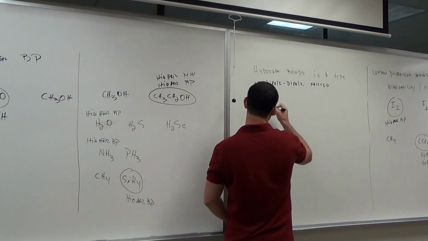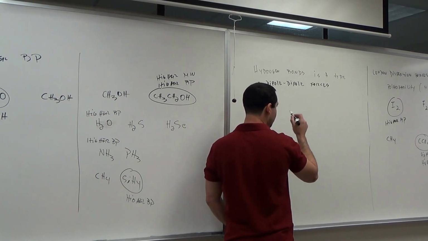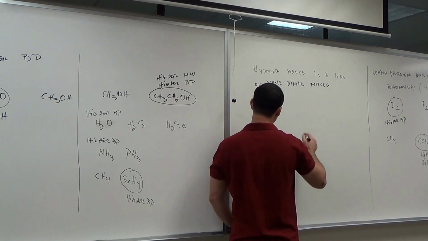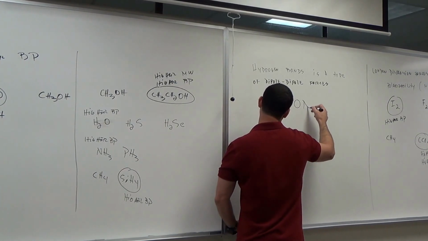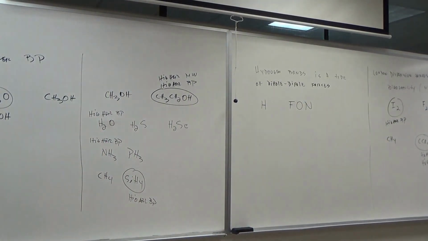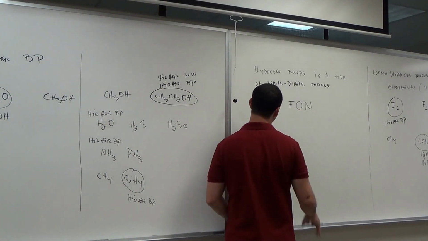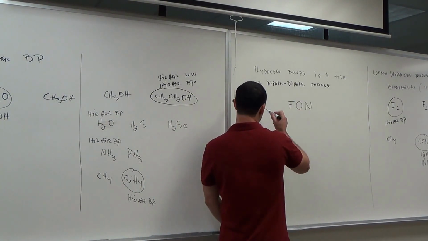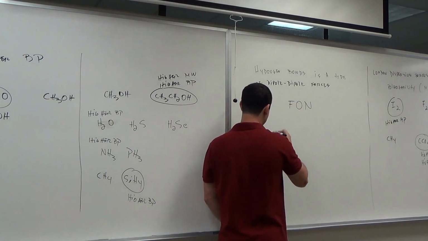Okay, hydrogen bond is when you have a hydrogen directly attached to one of the following elements. Fluorine, oxygen, and nitrogen. Almost spells like fun, yes? Almost fun. Anyway, if you have a hydrogen directly attached to one of these, you will have hydrogen bonds, yes?